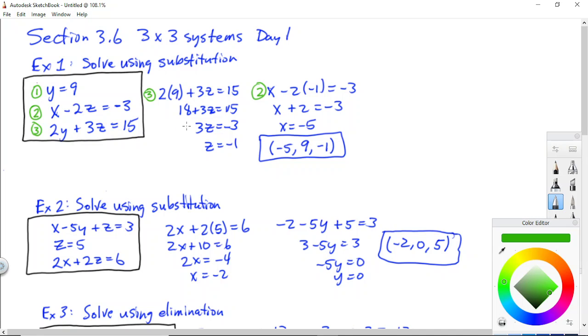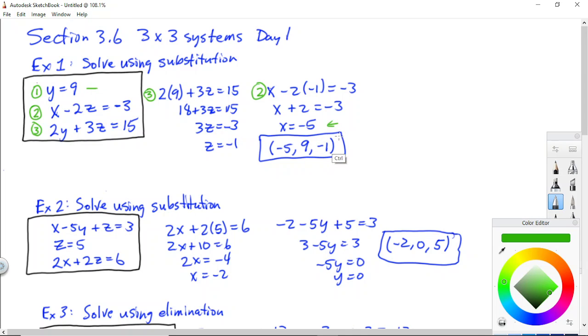All three variables are solved. We already had y, that's up here, is 9, and then we have z and we have x. So we can write them as an ordered triple. We're used to ordered pairs. Now we have an ordered triple. We put them in order x, y, and z. And so x is negative 5, y is 9, and z is negative 1. Just as we found. We have x there, y is over here, z is here.